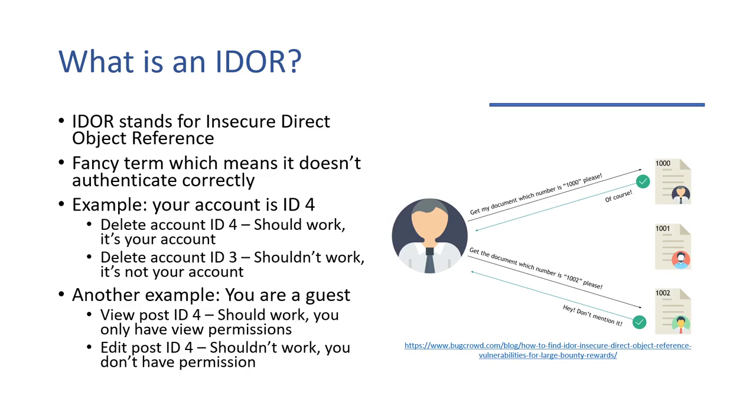And there's an image on the site which I think demonstrates this really well. It's from Bugcrowd. Here we have a user requesting a document that belongs to them, which has the ID 1000, but also able to get the document which is ID 1002, which is actually owned by another user, which they shouldn't be able to do.